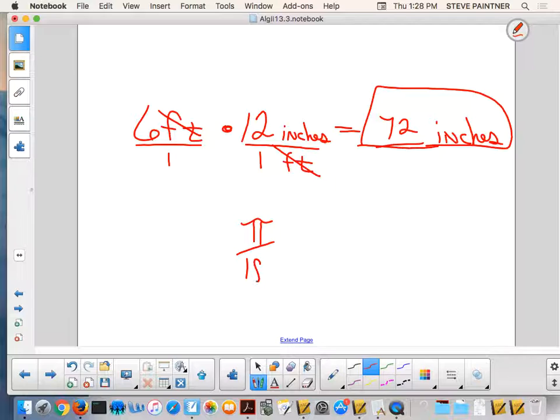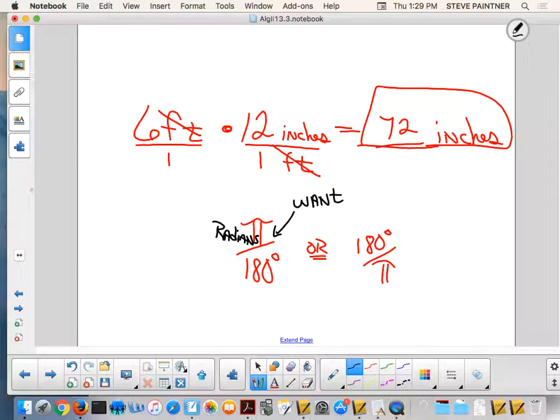There you go. Whoa, John, we gotta go. Or, okay, who's making the noise? Don't do that. Okay, pi over 180, or 180 over pi. Okay, you will use one of these. If you're looking for radians, use this one. If I want radians, we're going with this. If I want degrees, we go with what? That one. So whatever you want, if you want degrees, make sure degrees are on top. If you want radians, make sure radians are on top.